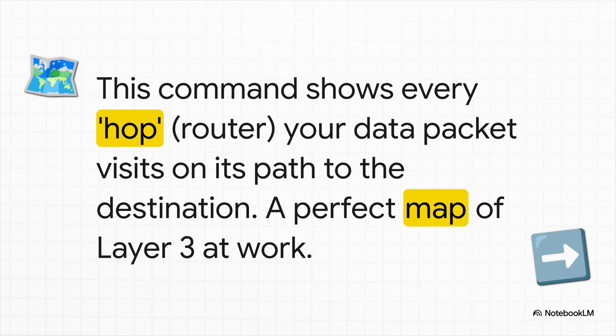Each line that pops up is a hop, a different router your data is visiting on its way to Google's servers. You can actually watch it travel from your home router, out through your internet provider, and across different networks all over the world. It's a real-time map of Layer 3 doing its incredible job.